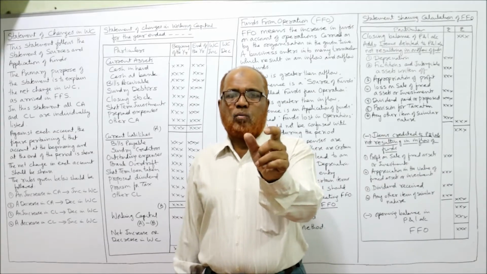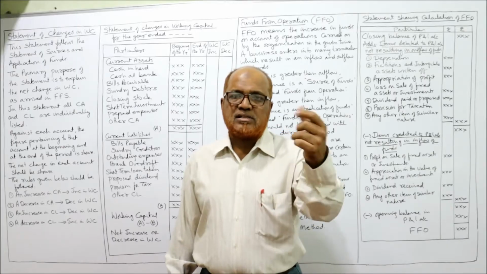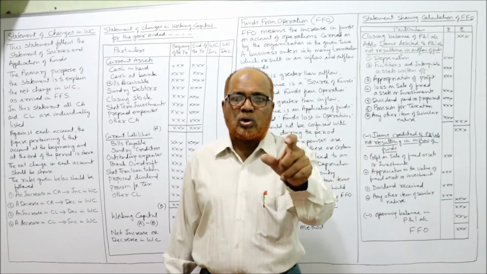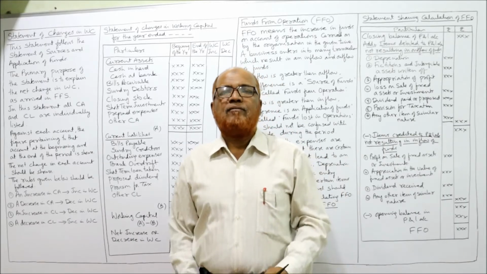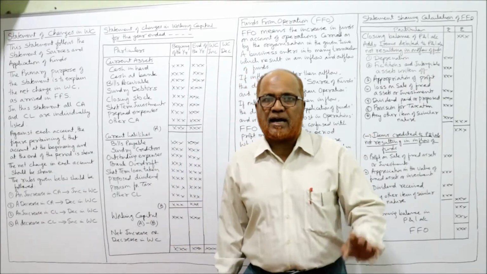Similarly, cash at bank, what is the beginning figure, what is the ending figure? Next, sundry debtors, what is the beginning and end? What about bills receivable, beginning and end? Closing stock, beginning and end. We take the corresponding figures of every item at the beginning and end.